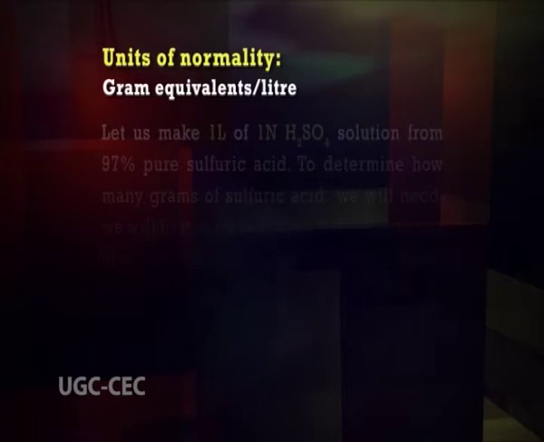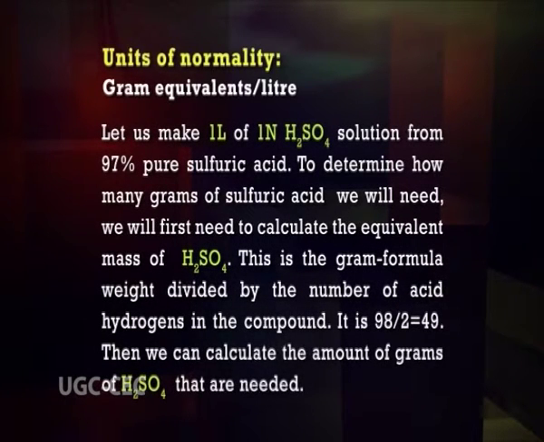For example, let us make 1 liter of 1 normal H2SO4 solution from 97% pure sulfuric acid. To determine how many grams of sulfuric acid we need, we will first need to calculate the equivalent mass of H2SO4. This is the gram molecular weight divided by the number of acid hydrogens in the compound. So it is 98 divided by 2, which is equal to 49.